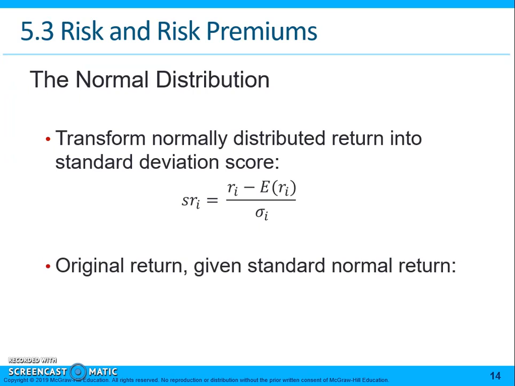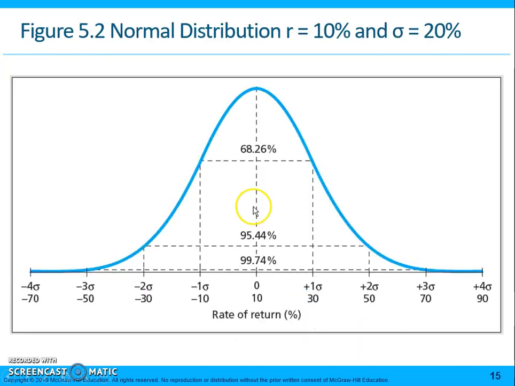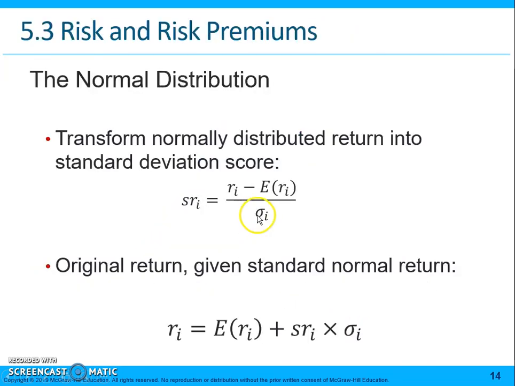We can get our original return given the standardized normal return, or Z sub i. So we're just rearranging this equation. R sub i is equal to our expected return plus the standard deviation score multiplied by the standard deviation, and that would convert it back. That's all that would do.